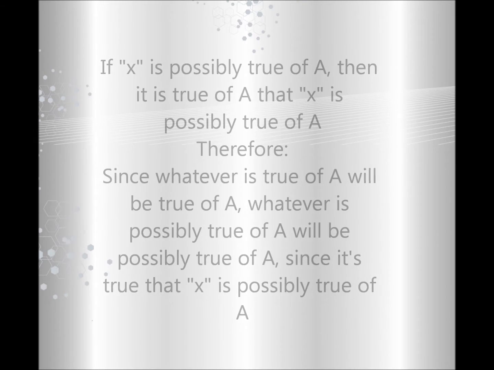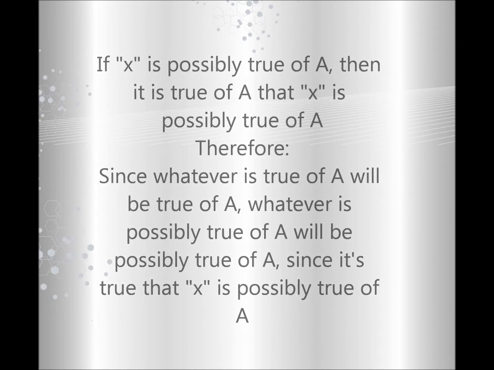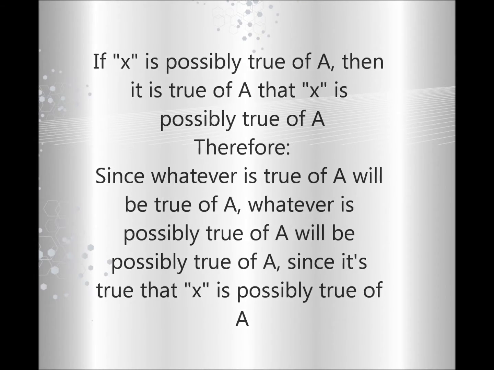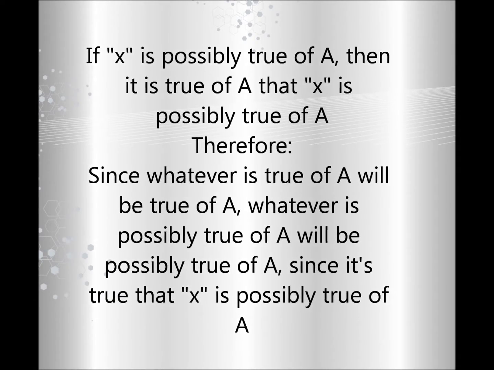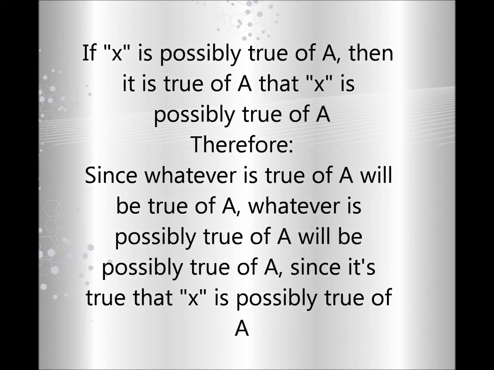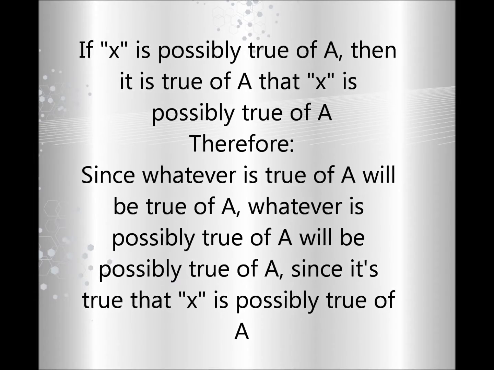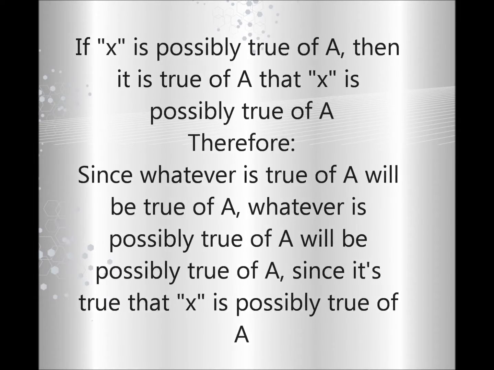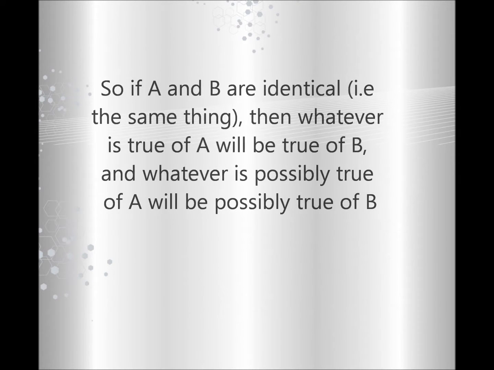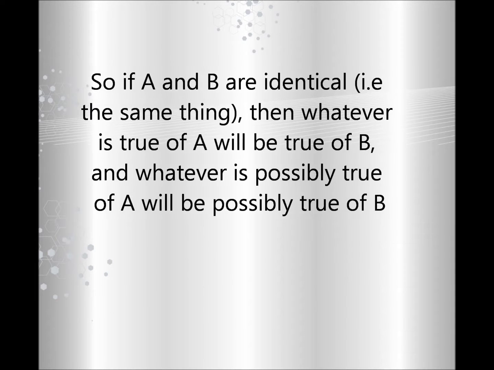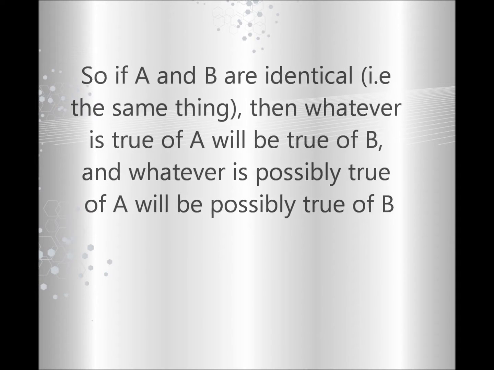Suppose some proposition X is possibly true of A. Well, by the above reasoning, then whatever is possibly true of A will be possibly true of A, because it's true of A that X is possibly true of A. So if you have two things A and B, and you're trying to discern if A and B are identical, then use this law. If A and B are identical, then whatever is true of A will be true of B, and whatever is possibly true of A will be possibly true of B.